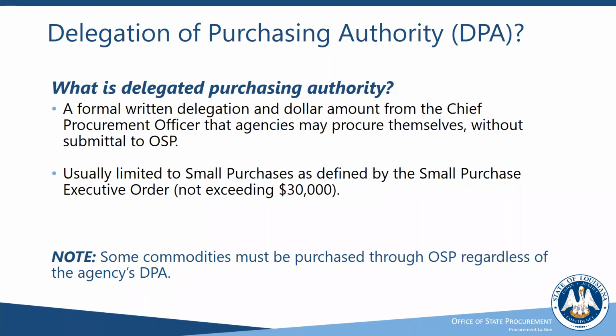So what is the definition of the delegated purchasing authority? It's the written delegation and the dollar amount from the Chief Procurement Officer that agencies may procure themselves without submittal to OSP. Some examples of the commodities that have to come through OSP regardless of what your agency's DPA is: vehicles and elevator maintenance.